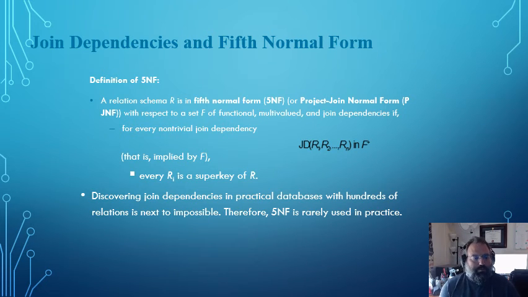As a definition of fifth normal form, a relation schema R is in fifth normal form, or project-join normal form, PJNF, with respect to a set F of functional, multivalued, and join dependencies if for every nontrivial join dependency in F closure, that is implied by F, every Ri is a superkey of R. Discovering join dependencies in practical databases with hundreds of relations is next to impossible. Therefore, fifth normal form is rarely used in practice, if ever.